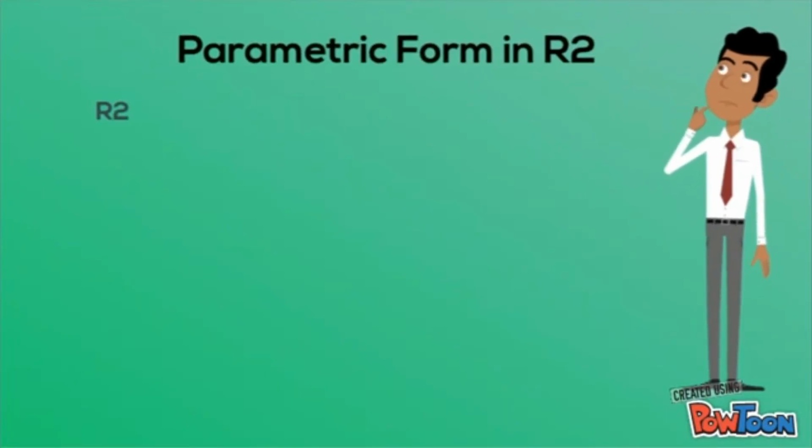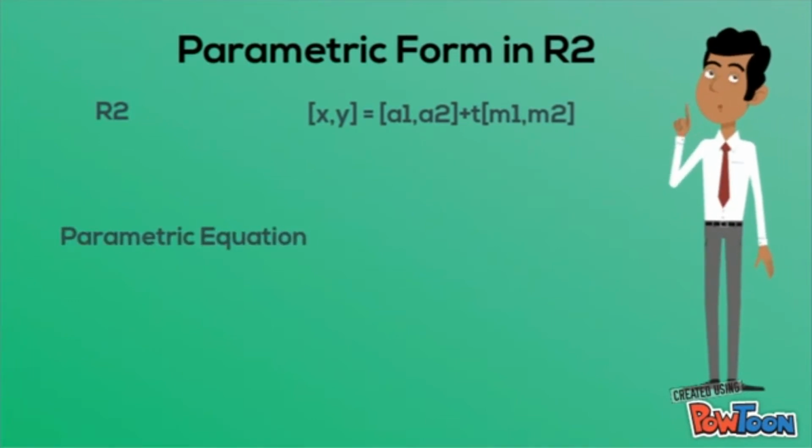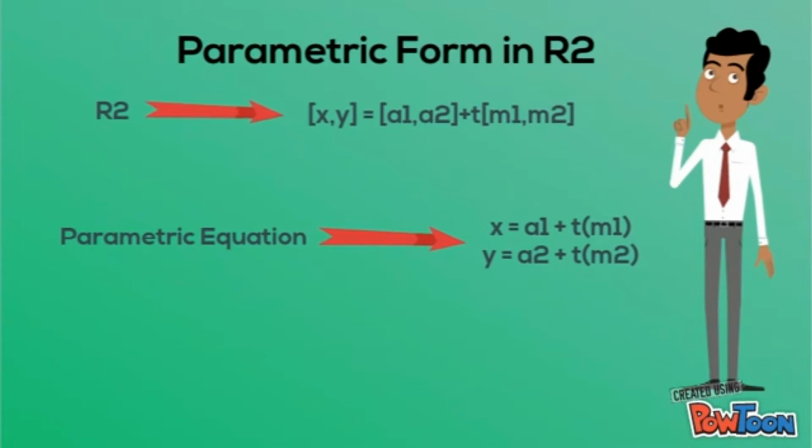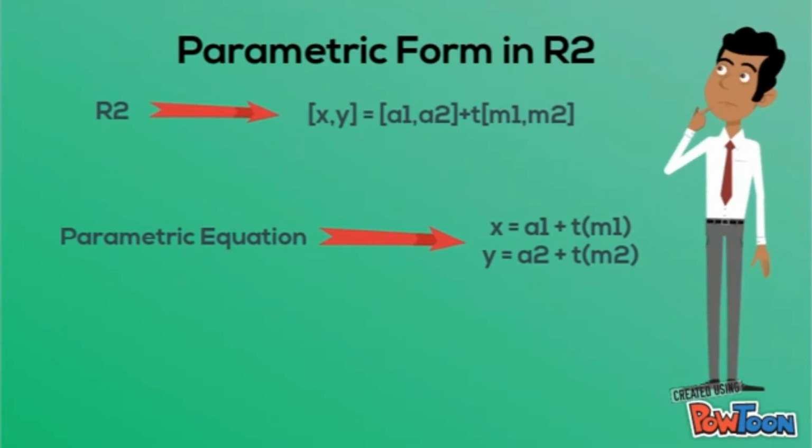Let's talk about parametric form in R2, which is x equals a1 plus t times m1, and y equals a2 plus t times m2. Same thing with R3 but with the z-axis.